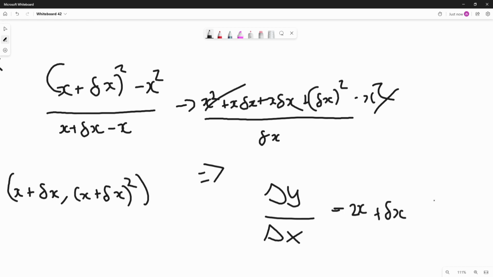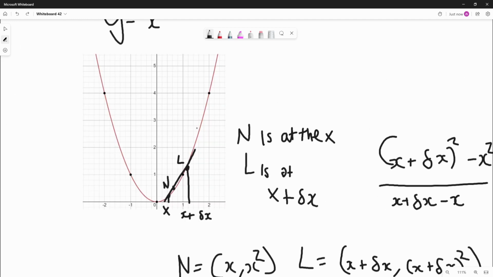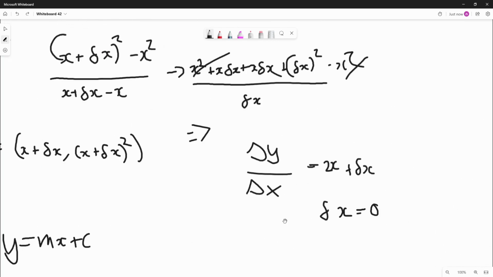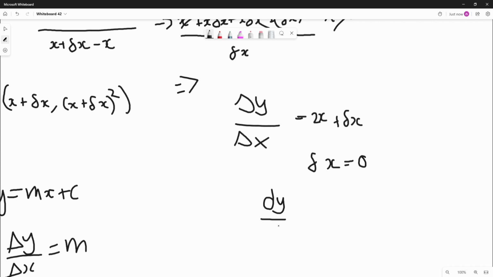Now imagine on the graph, the closer you have L to N, the more accurate the gradient becomes. If you have L on top of N, you can just say that delta x will become 0. So dy by dx, this is 0, so you're going to get 2x plus 0, you're going to get 2x.